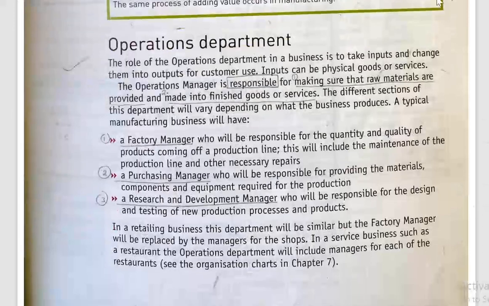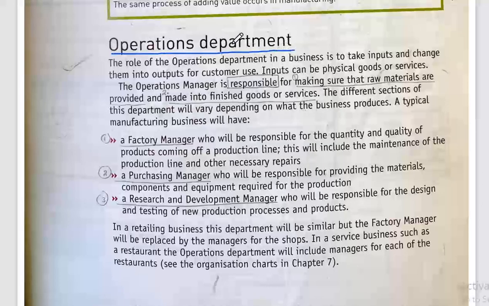So the whole production process is being controlled by a department called the operation department. So let's see what is the role of operation department. The responsibility or the task that is done by the operation department is to take the inputs and change them into output for the customer use. Inputs can be physical goods or services.